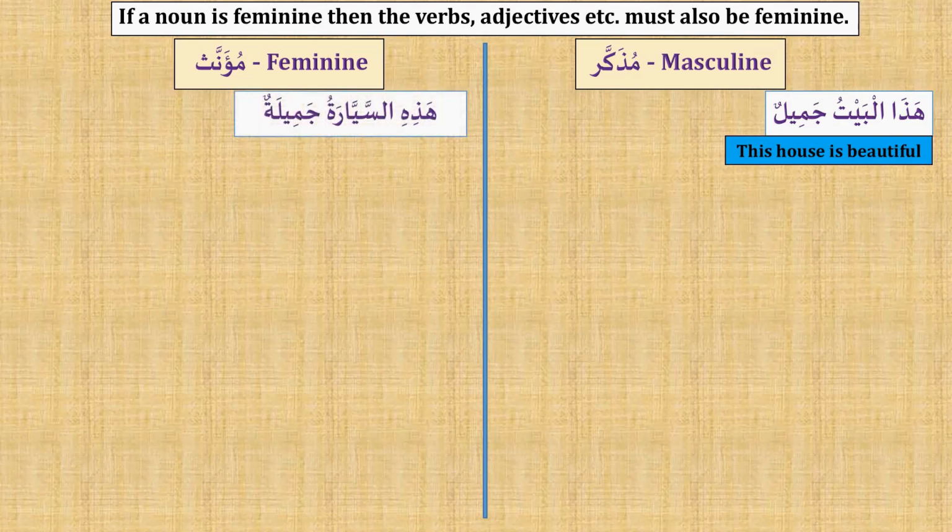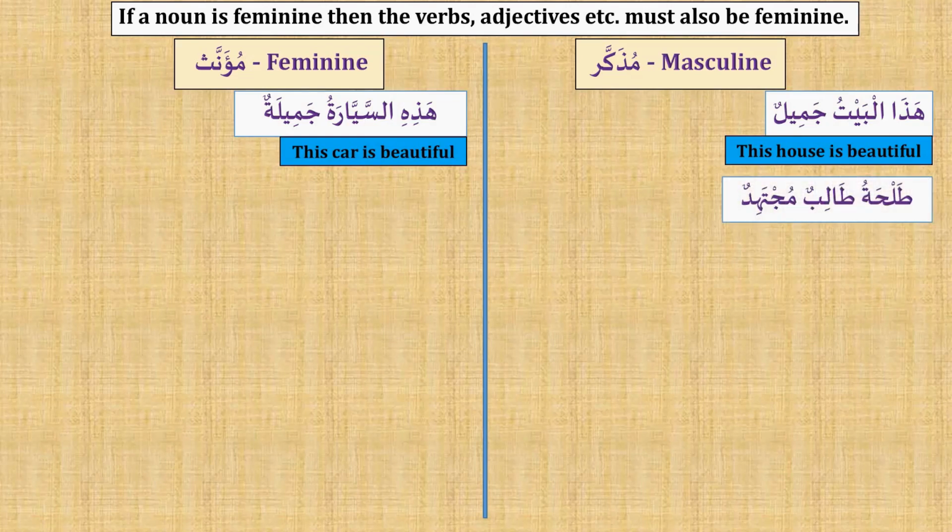Example for a feminine noun in the sentence is هذه السيارة جميلة. This car is beautiful. السيارة, car, is a feminine word because it ends with ta marbuta. The adjective at the end is also feminine, جميلة. In the first sentence it is جميل for masculine, and in the second sentence جميلة for feminine.